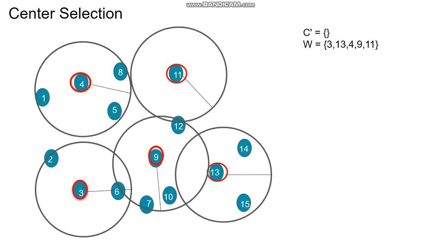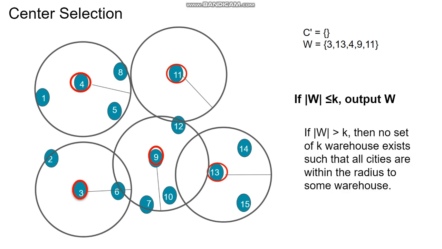The next part of the algorithm is, if the number of warehouses in W is less than or equal to K, then we can output W as a valid solution. So because our K is equal to 5 and we have 5 elements in W, this would be a good enough warehouse placement to output as a possible solution. But if the number of warehouses in W that we have placed is greater than K, then no set of K warehouses exists such that all cities are within the radius to some warehouse, so we would need to increase our assumed radius size and try again.